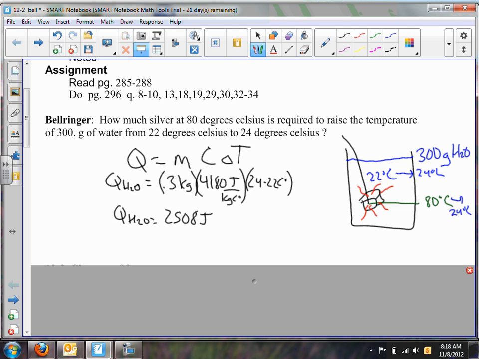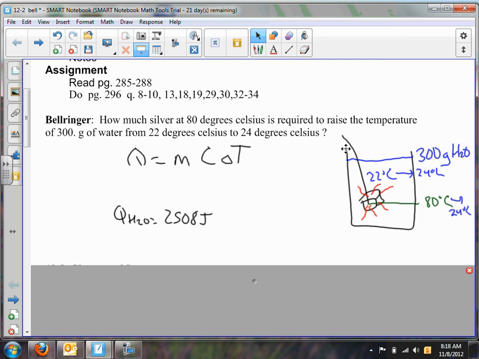Well, that's fine, but I want to find out how much silver was required. Well, where did this water get the heat from? Obviously, it came from the silver. So whatever the heat the water gained is how much heat the silver lost. So this Q, this heat that the water gained, is also equal to the amount of heat the silver lost. So I'm going to use the same equation, but now the heat for the silver, Ag, is negative 2508 joules, because it lost that much heat.